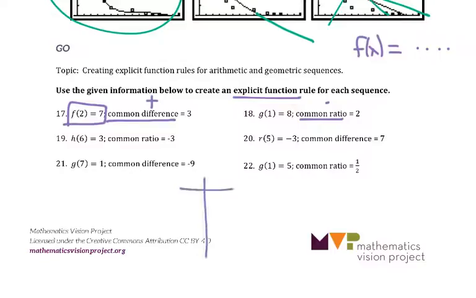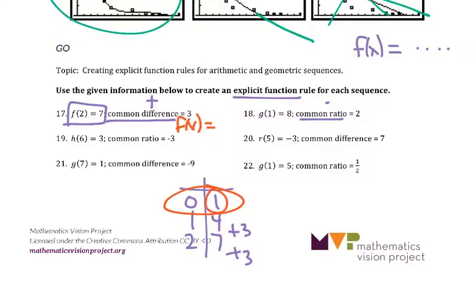So the idea would be to make a table. So 0, 1, 2, at 2 we have 7, common difference of 3. So we're adding 3 each time. So if we go backwards, that would be 4, that would be 1. Now for explicit, remember, we go f of x equals, because it's f of 2, our starting number, 1, then our common difference, plus 3. That's the one that changes, so we put the x next to it.